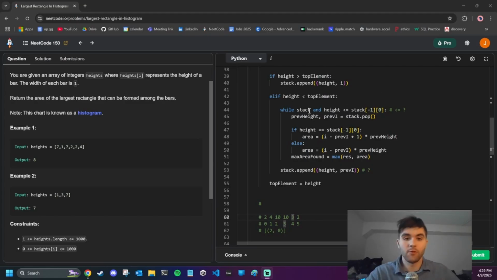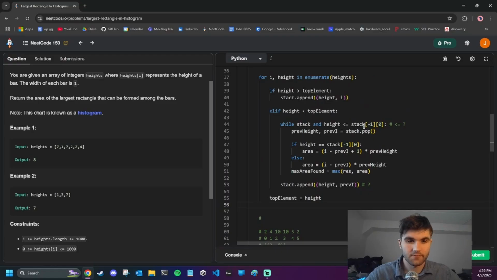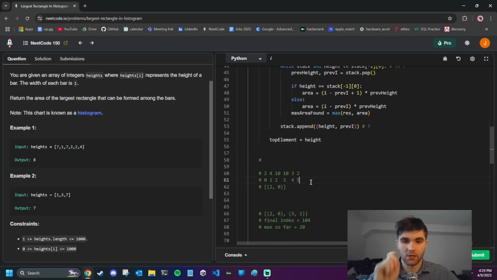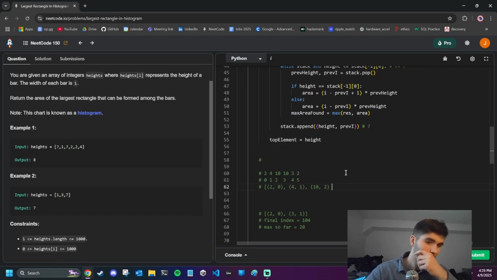So I only have a couple more minutes left. So I think I was getting a bit lost, but also kind of on the right track. Okay, so we have 2, 0, 4, 1, 10, 2, and then I'm just going to assume that if we do the same thing, it doesn't really change it.